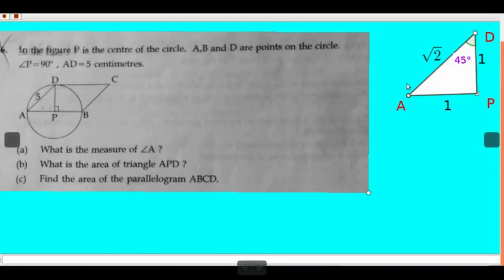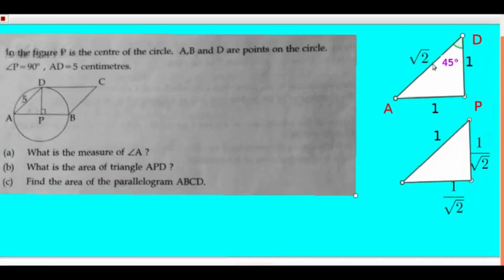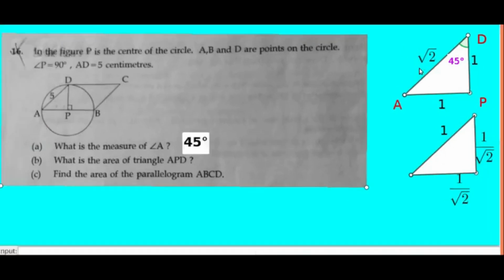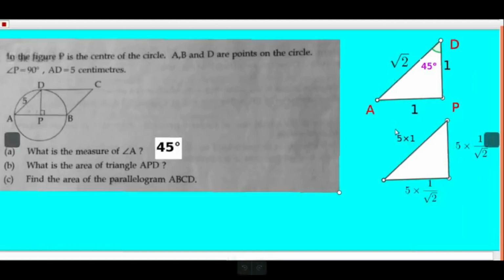We have AD is equal to 5. We have to change this number to 5. For this, we first divide each side by root 2. After that, multiplying each side by 5. So 5 into 1, 5 into 1 by root 2. So this distance, that is AP, is equal to 5 by root 2.